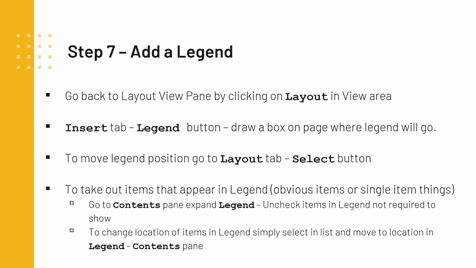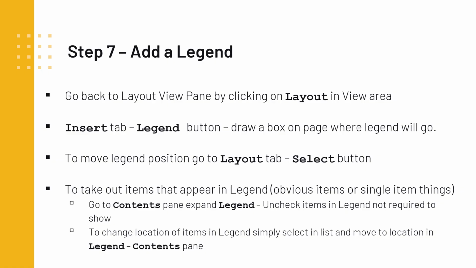Remember, you may not want everything that appears in your contents to actually appear in your legend. So maybe you want to remove some of those obvious items that we said we don't need to have in our legend, or those single items, so you can remove those. So how do you do that?